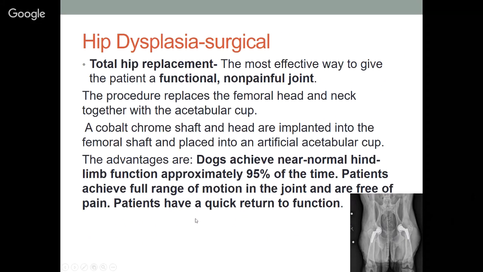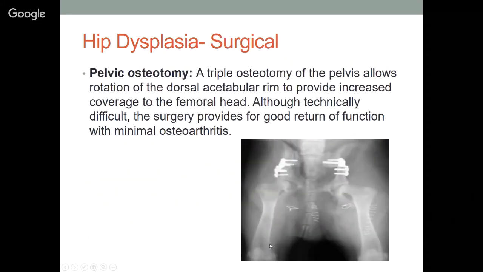Advantages: dogs achieve near normal hind limb function approximately 95% of the time. Patients achieve full range of motion in the joint and are free of pain, and they have a quick return to function. There is another surgical process that we can do in young animals.